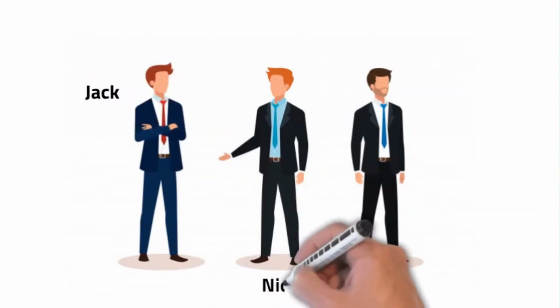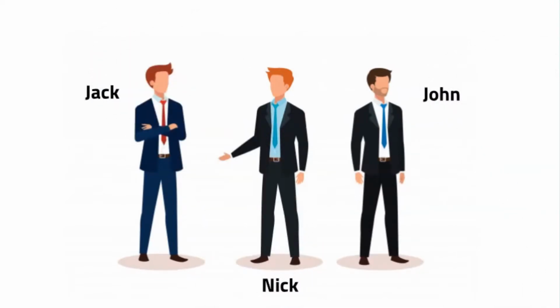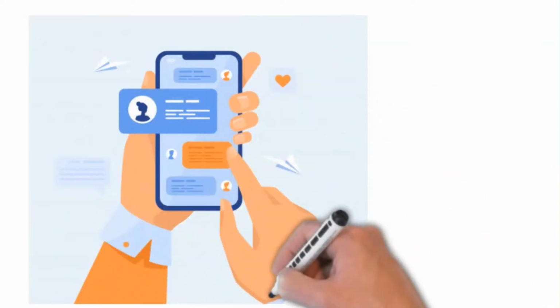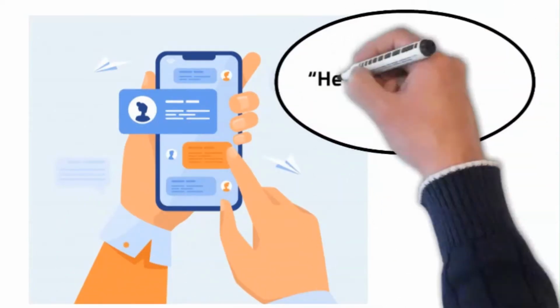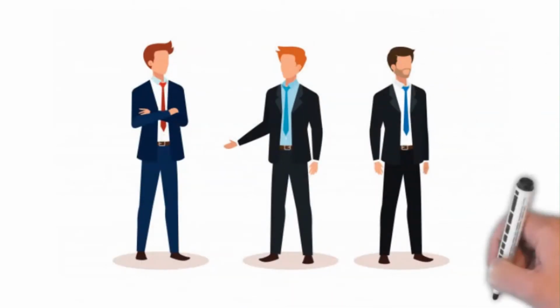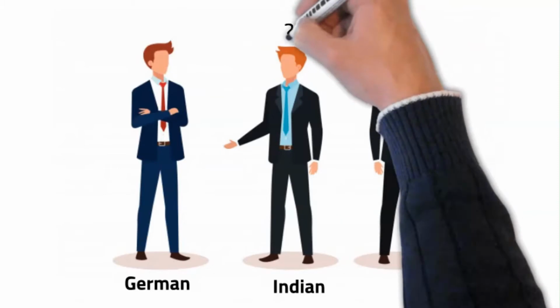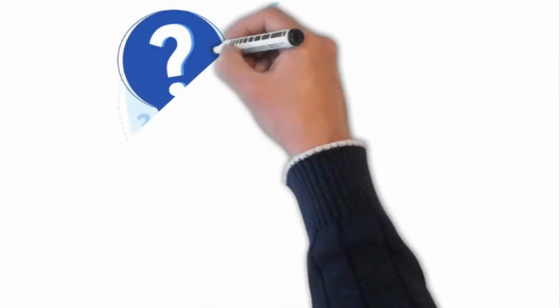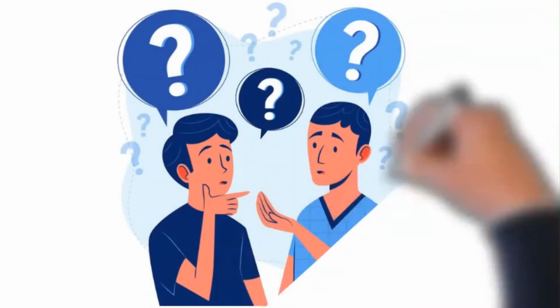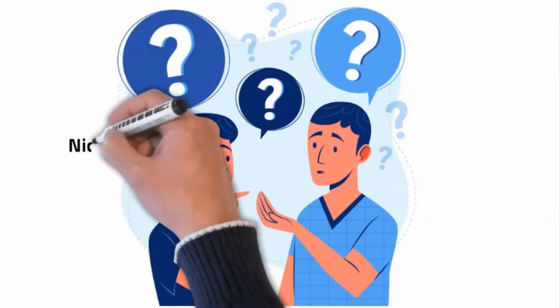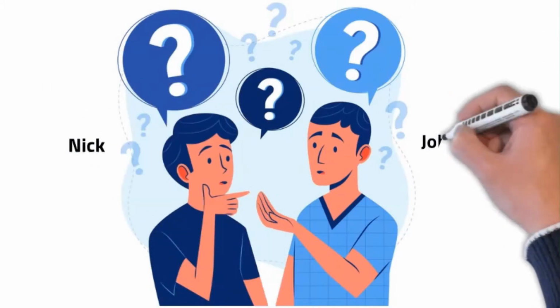Jack, Nick, and John are the three fellows to be considered. On a fine day, Jack messaged Nick, saying hello guten Morgen. Here Jack is a German boy, whereas Nick is an Indian boy. So, Nick wasn't able to understand the German language, and he approaches his friend named John, who knows all the languages including German. Nick asks John, what is written in the message?